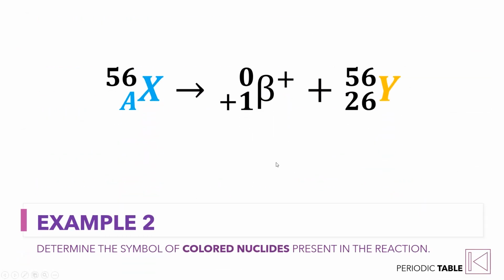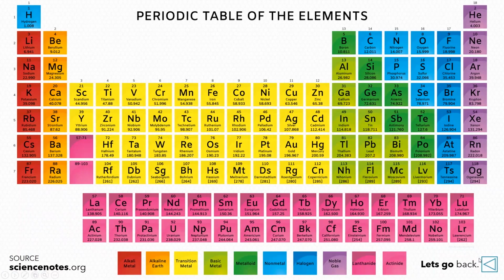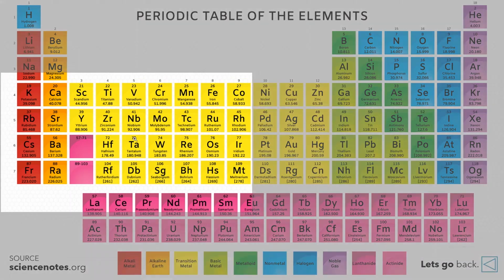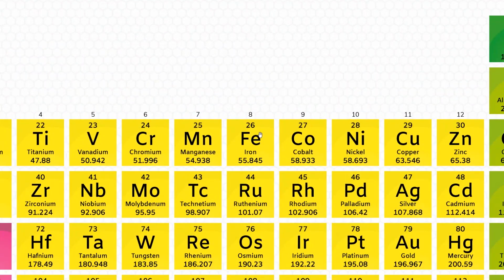Next, example 2. Here there are two unknowns, except that one of them already has its atomic number given. So we just need to solve for the atomic number on the left to get the identity of the nuclei. So for this one, we need to look for the number 26 first. Which atom has the atomic number 26? So 26 here is iron.